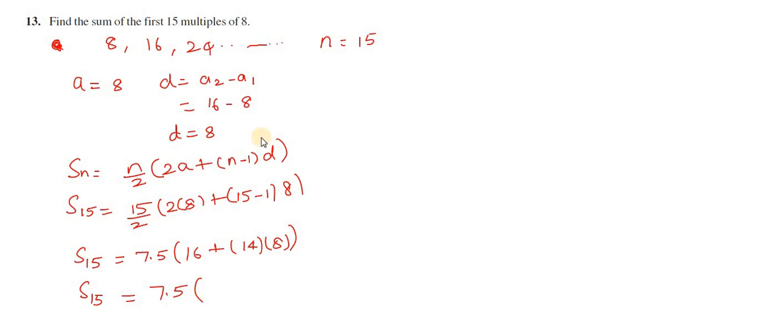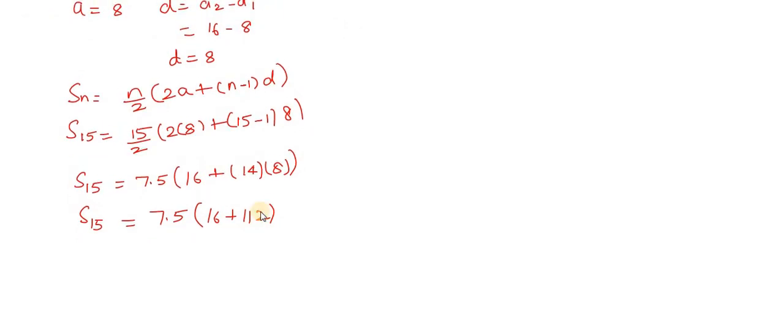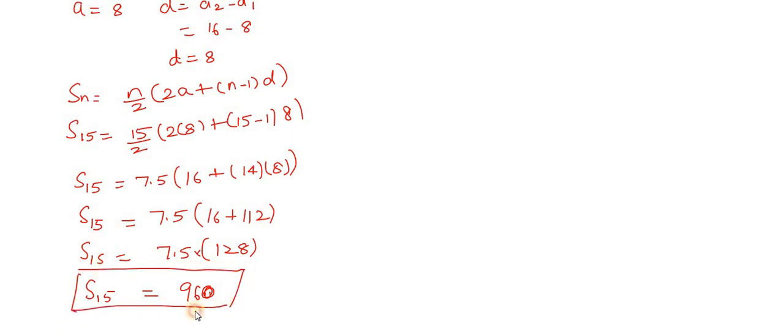Now simplify: 14 into 8 is 112. Add 112 plus 16, which is 128. So S15 is equal to 7.5 into 128. If you multiply this, you'll get 960. 960 is the answer. Is it clear? I hope all of you understood.